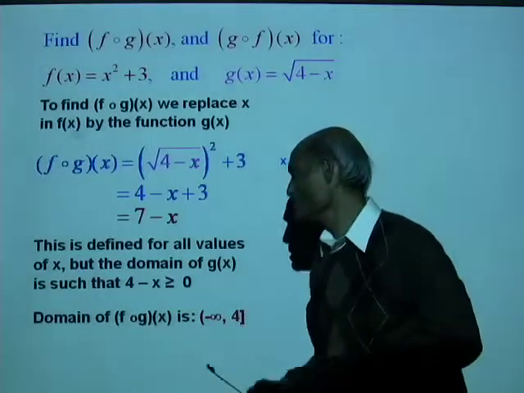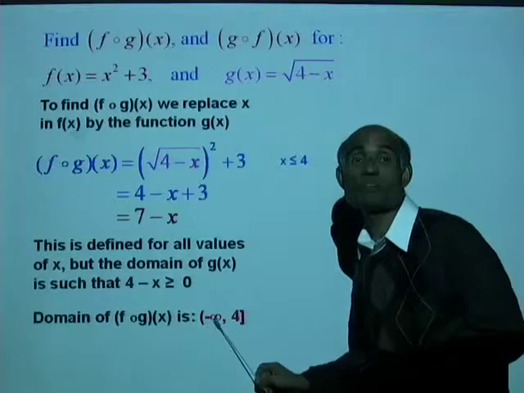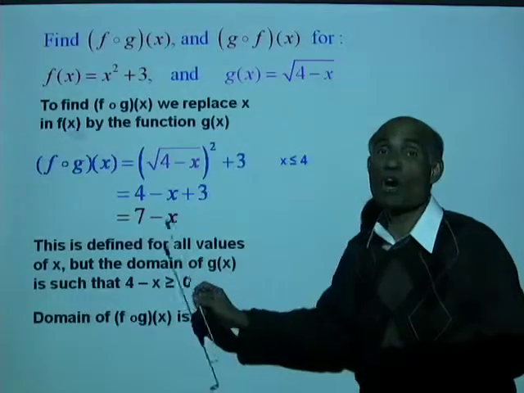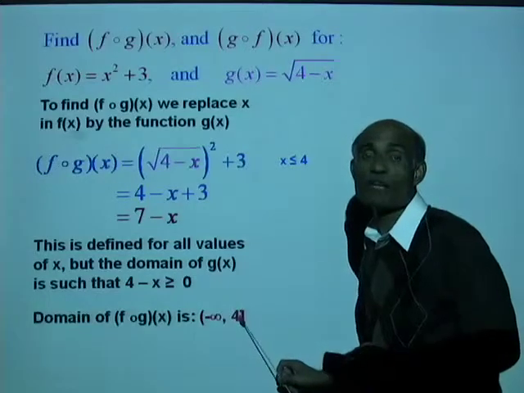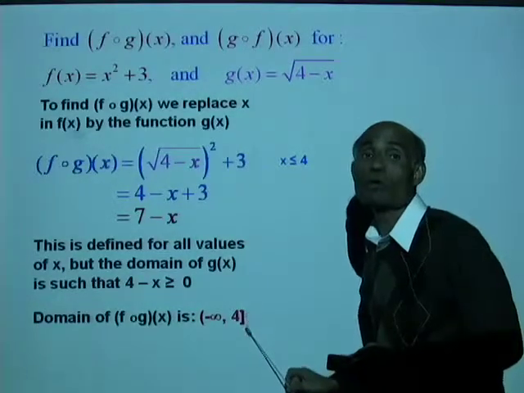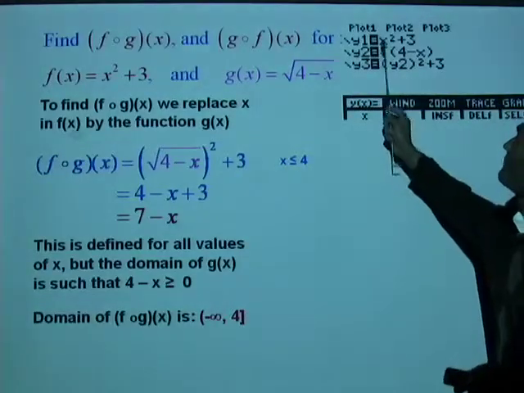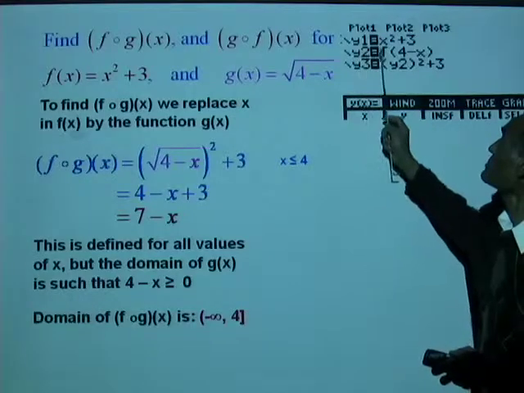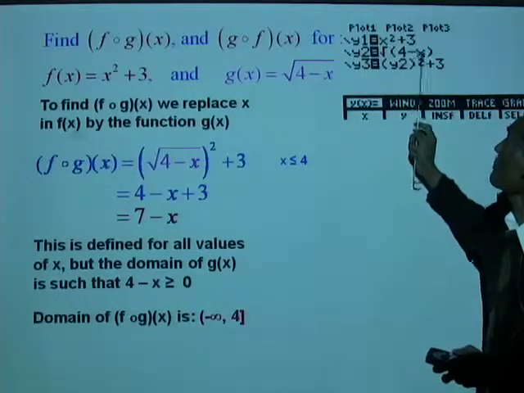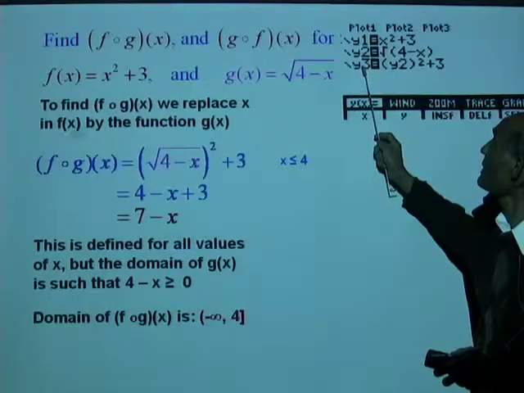And so, what is the domain of f of g of x? It will be negative infinity to 4 and not negative infinity to positive infinity. The domain is only up to 4 included. Now look at the graph of this. Again, put in y1 equal to x squared plus 3, y2 equal to square root of 4 minus x, and look at the way y3 is entered.